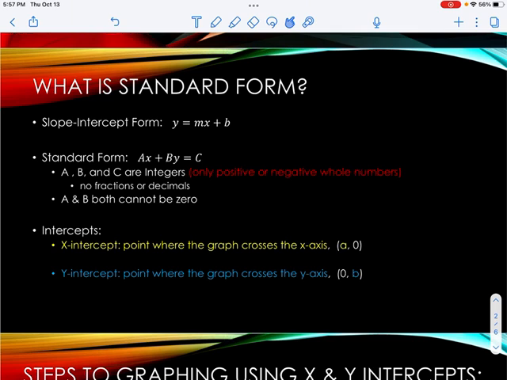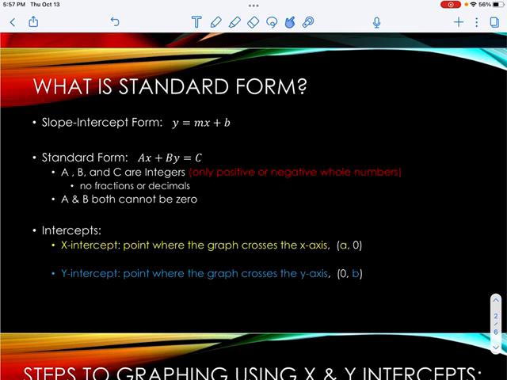Now, we will be talking about more of that next chapter. Right now, we just need to get the familiarity of the two different forms. But next chapter, we'll be using that a lot more as we go.